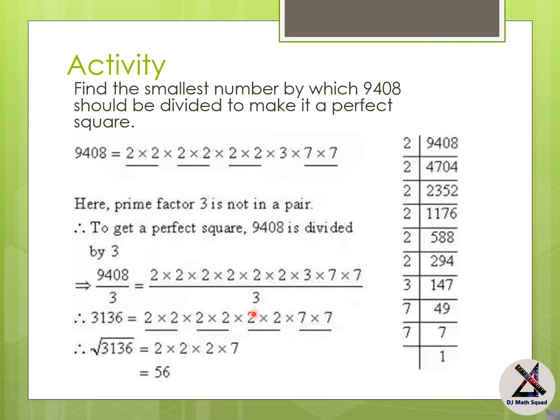Okay, so when you are dividing it by 3, the square root of that number, which is 3136, is going to be 56, because you are taking one 2 from here, one 2 from here, one 2 from this pair, and one 7 from this pair. After multiplying, you are getting 56. If the same question was asking what number should be multiplied, then your answer will again be 3. Because if you add one more 3 here, your number will be a perfect square, because then you will have a pair of 3 also. I hope this is clear to you.